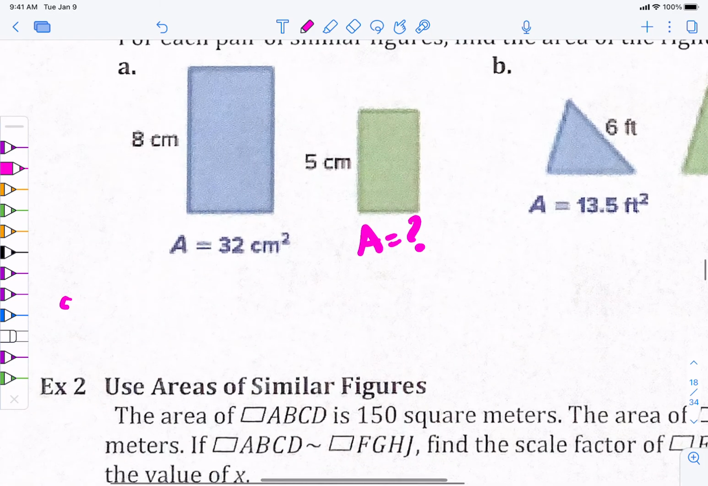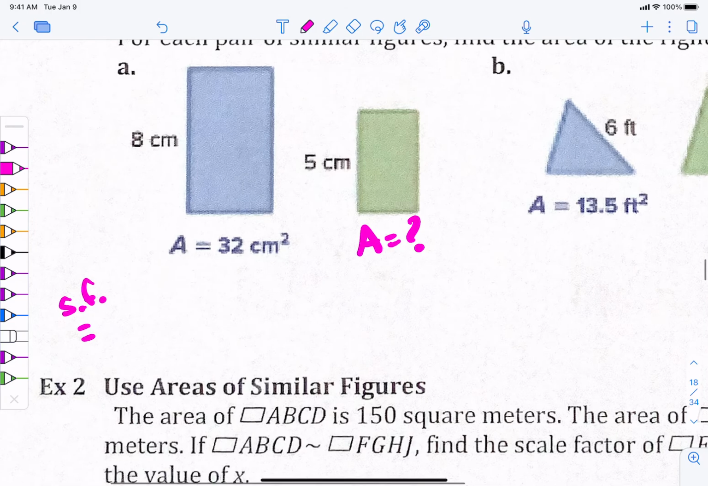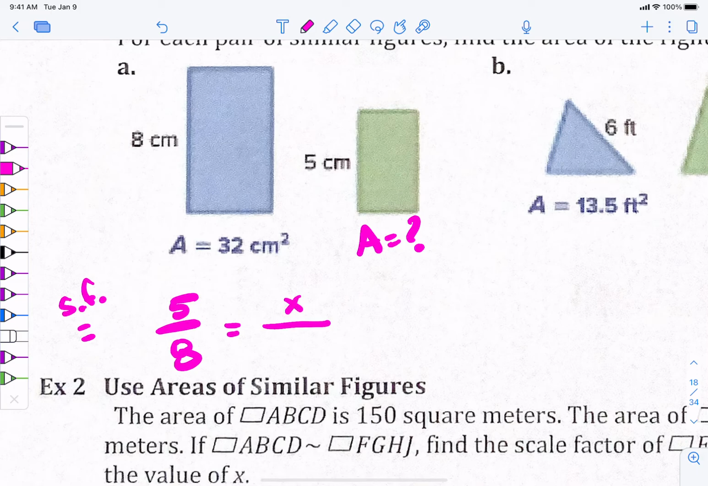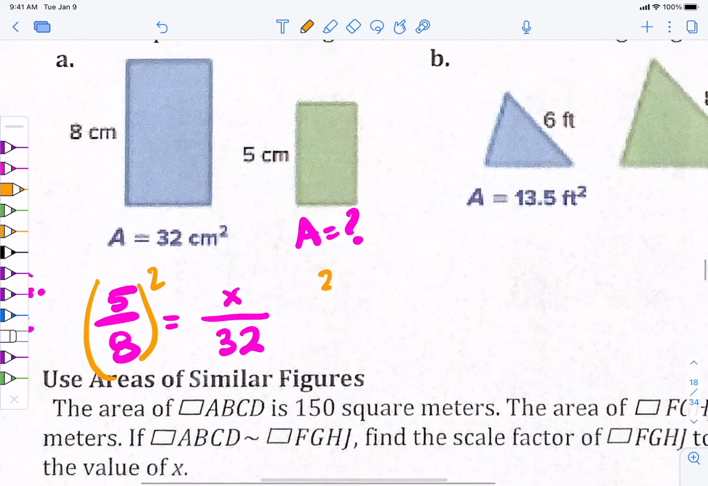What is the scale factor if you go from left to right? It is 5 over 8, because you do end over beginning. Scale factor equals x over 32. Technically it doesn't matter, but the scale factor is 5 over 8 if you want to be politically correct about it. Before we do that, we have to square this guy. That's 25 over 64 equals x over 32.